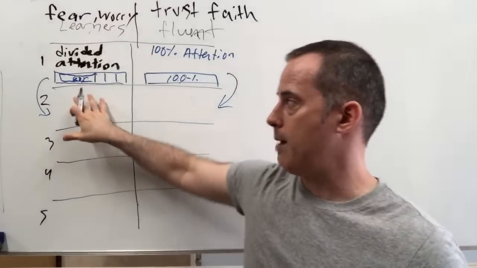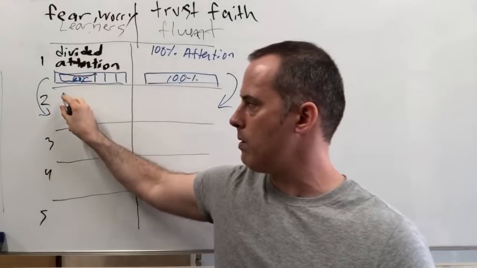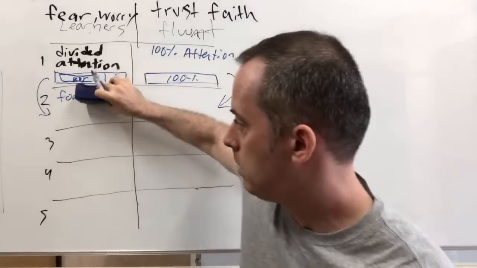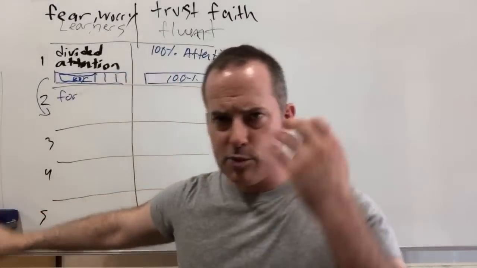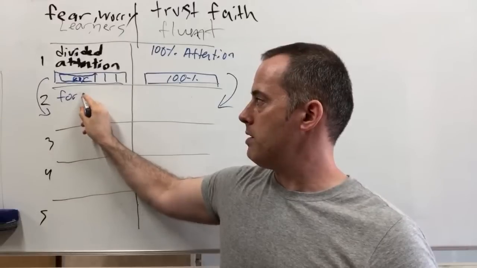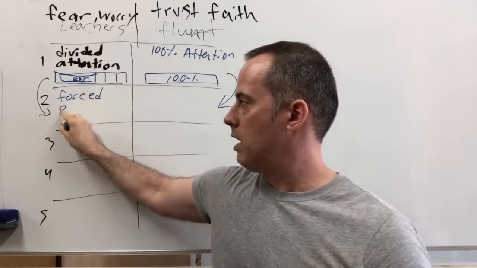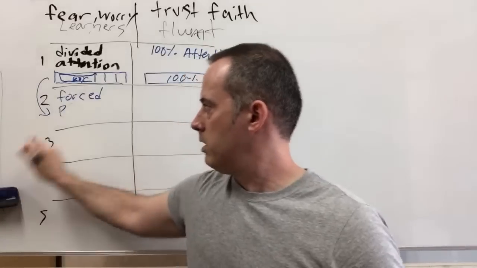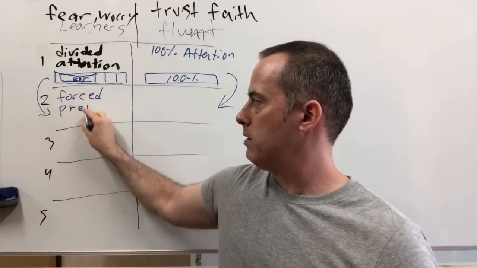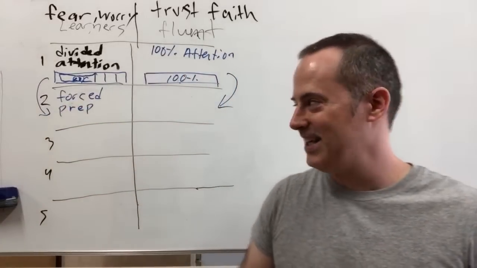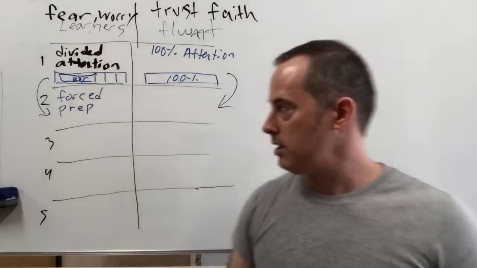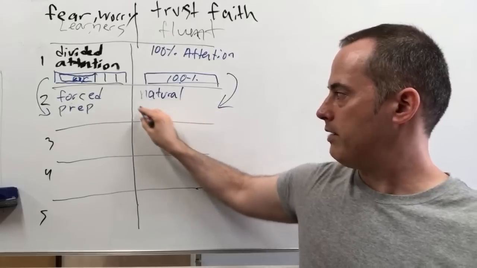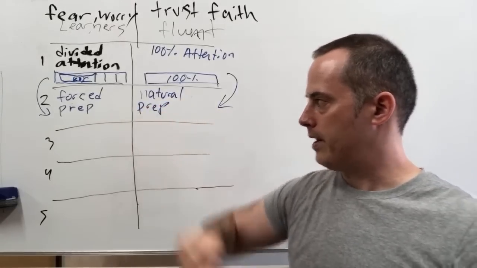Now, usually what happens with learners is they want to have forced, F-O-R, whoops. I can never spell and speak at the same time. F-O-R-C-E-D, forced, I'm just going to say prep here. So if I have a shorter word to write, I can write it more neatly. So forced preparation, and then we'll contrast that with natural prep, natural preparation.